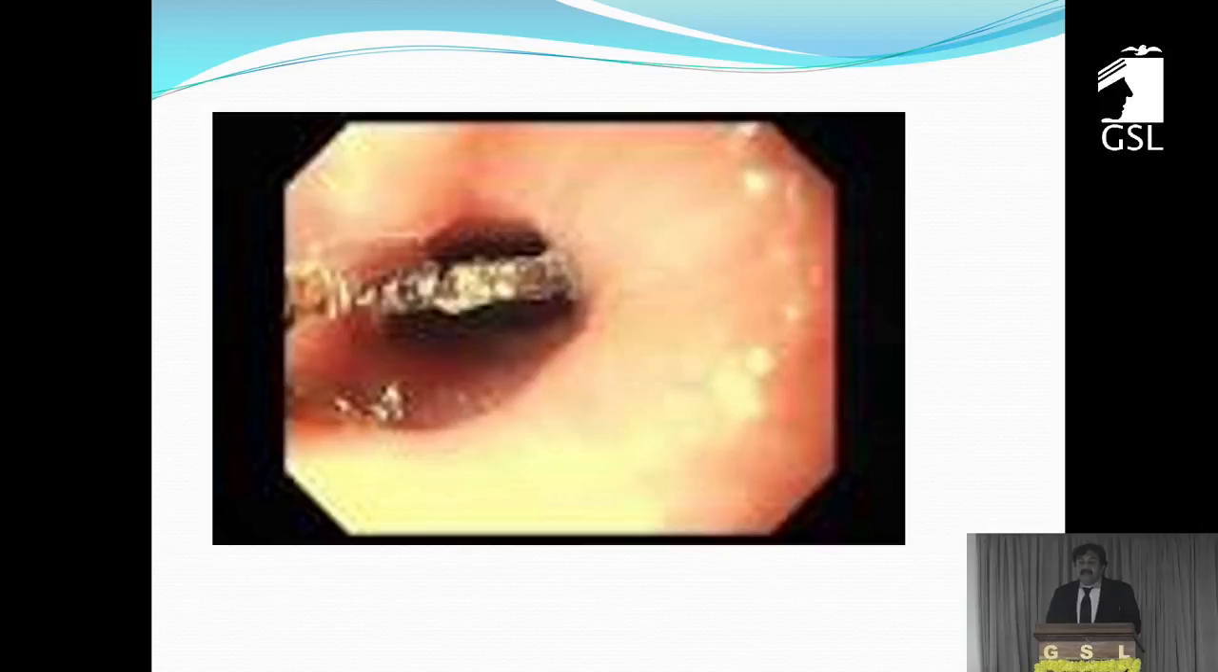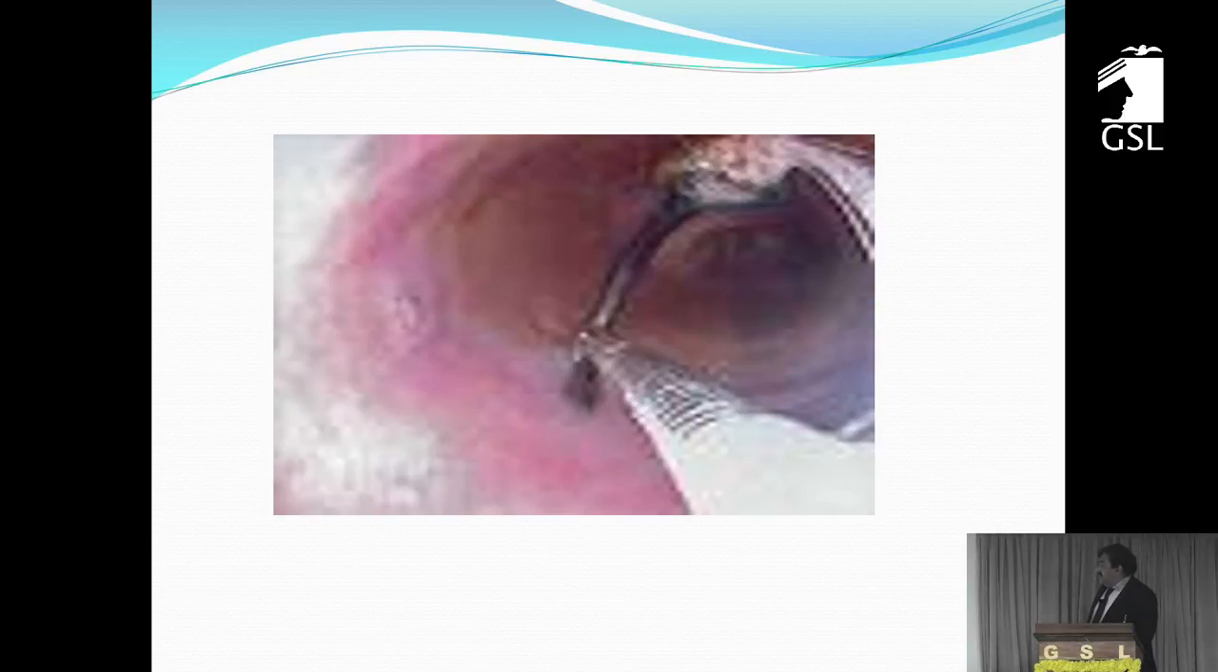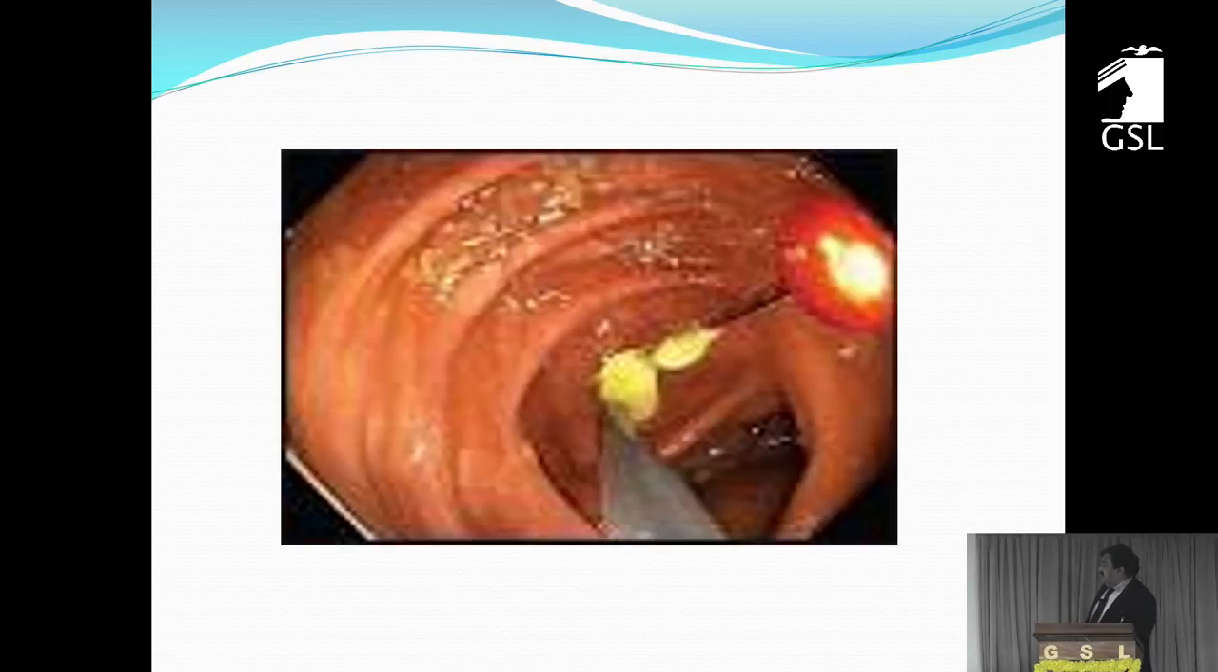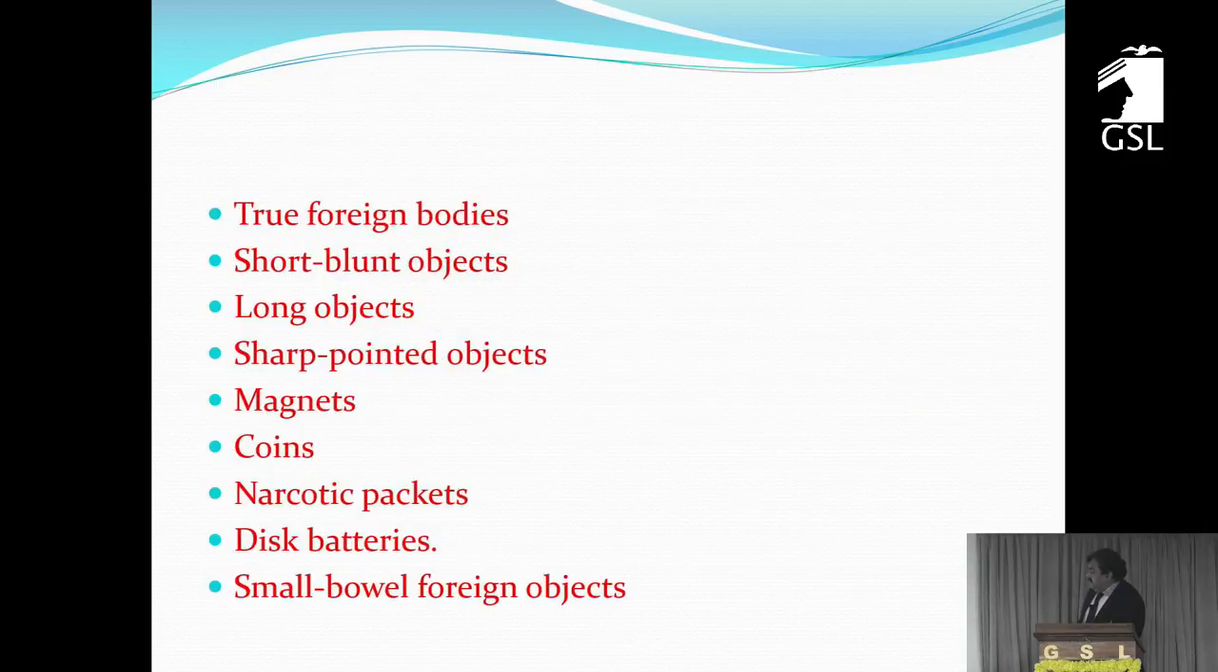So, medical students, as you have done all your undergraduate, you will still remember, you make a common diagnosis, you will always be right. You make a rare diagnosis, you will be rarely right. And this is the one that you have to grasp and then take it out. Needle, you have to be very, very careful in taking it out. And so also, all foreign bodies. So the timing of endoscopy for ingested foreign bodies is the most important one, including the disc batteries, sharp pointed objects, and as I told you about the emergent ones. The true foreign bodies, all these have to be kept in mind.